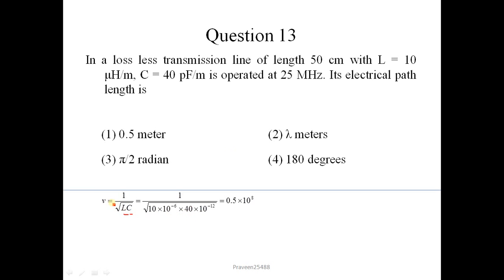So we get V equal to 0.5 into 10 to the power 8. Next we calculate lambda, which is V upon F. So it is this, and here we can easily calculate beta L. Beta is equal to 2 pi by lambda, into L. On putting the value of lambda here, we get pi by 2 radian. So the correct option is third.